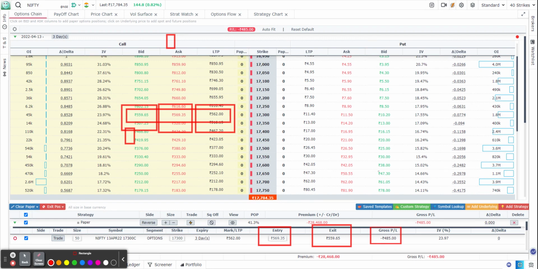So this is how one of the new features that we brought can help you sharpen your edge while paper trading on OptionDesk.